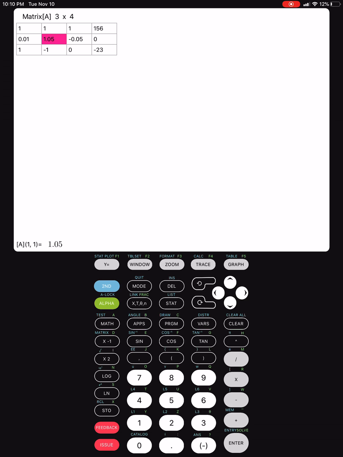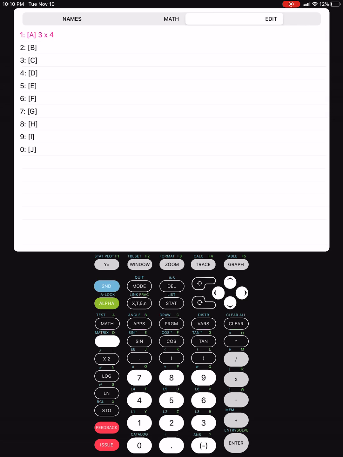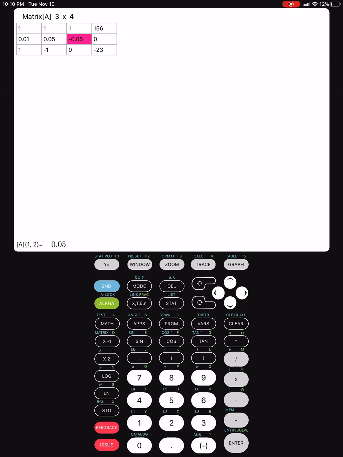I think I did this right. 0.05. There we go. Point 1. Okay, $6.93. And then we have 0, negative 1, 1, 12. Okay, give that a double check to make sure everything got entered in right.